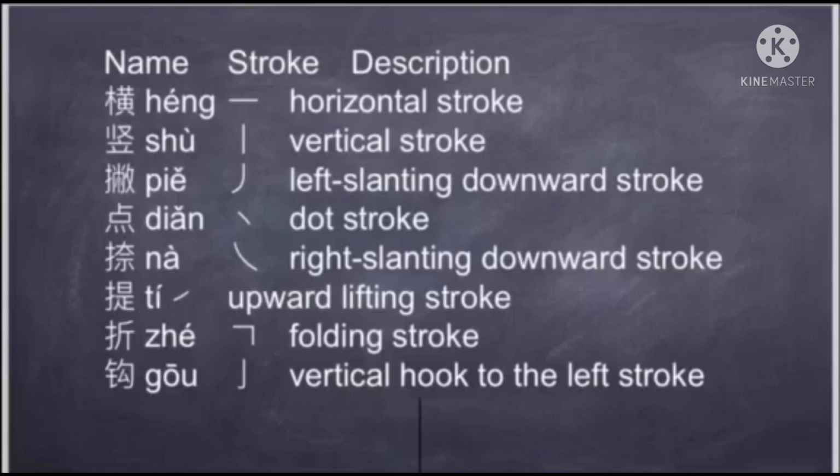Heng, horizontal stroke. Shu, vertical stroke. Pie, leaf slanting downward stroke. Dian, dot stroke. Na, right slanting downward stroke. Ti, upward lifting stroke. Zhe, folding stroke. Gou, vertical hook to the left stroke.